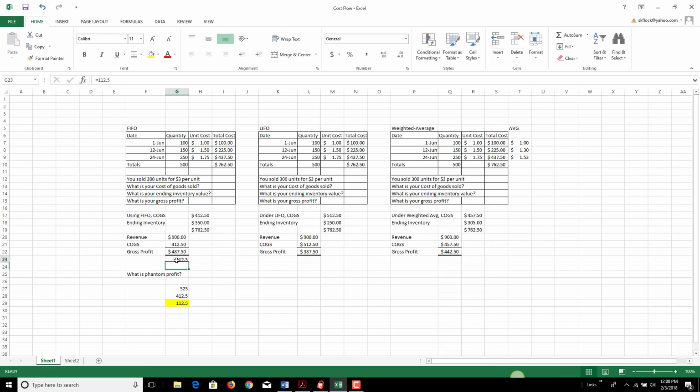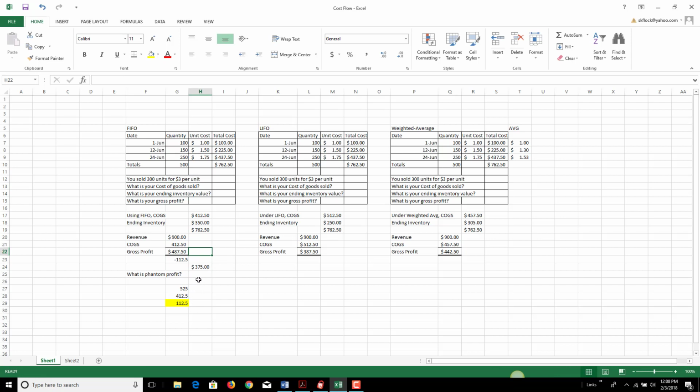$112.50 of that profit, because I've got to turn around and put it right back into my inventory. So my actual profit, add these two together, would only be $375. That's what I get to keep. They give me $900 and it's going to cost me $525 to replace the inventory that I sold. So I'm really only getting to keep $375, but I'm reporting a profit of $487.50.